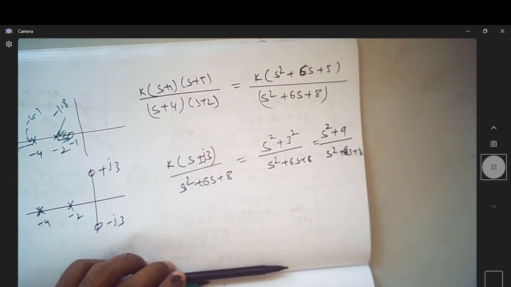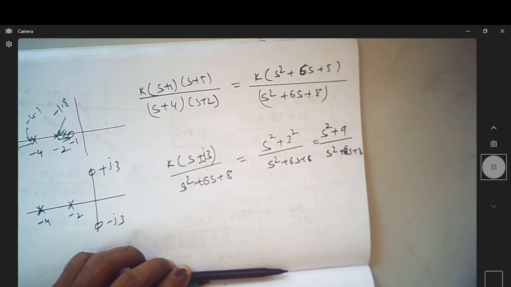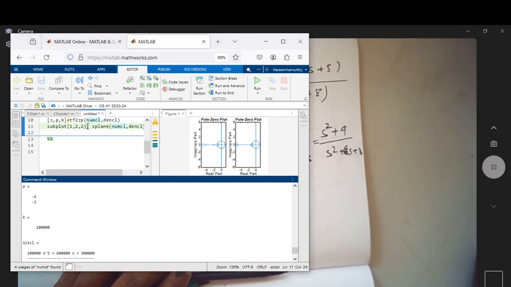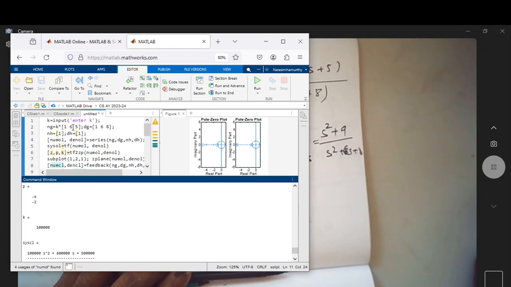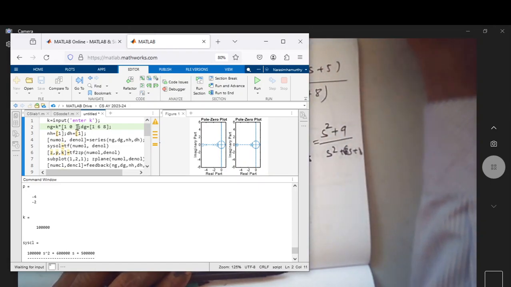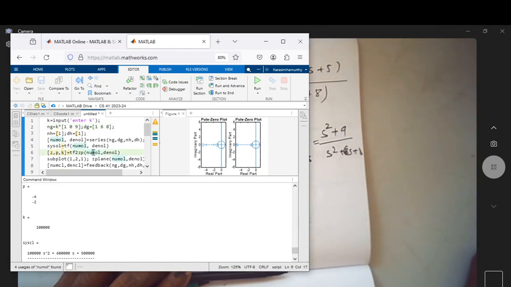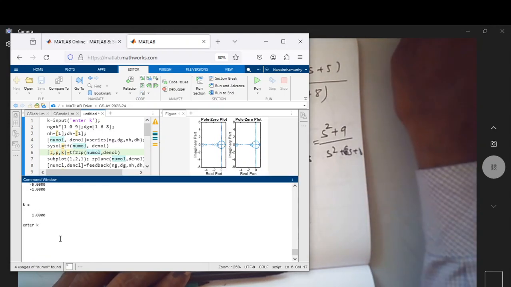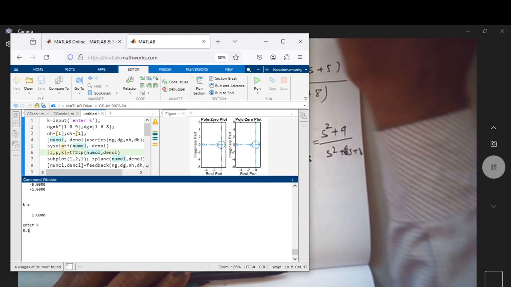So let me edit this, and where is my program? Okay, let me just go here and make this as 0. Now I have to make s square plus 9, so this should be 9. Now let me run this. Again, it's asking for the value of k. Let me give the value of k as maybe 0.1.